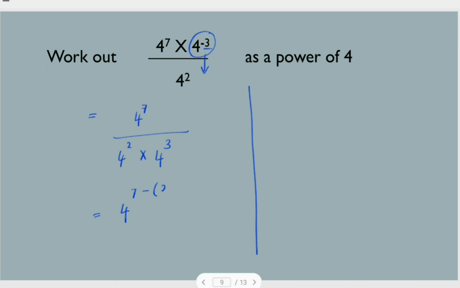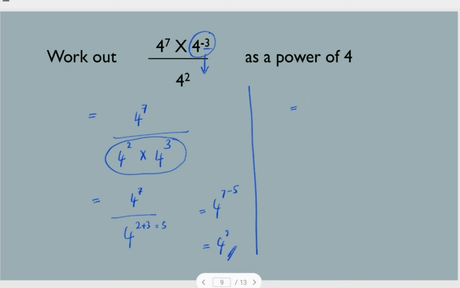Right, we'll do this part first. So 4 to the power 7 divided by 4 to the power 2 plus 3, which would be 5. So then 4 to the power 7 minus 5 would be 4 to the power 2.